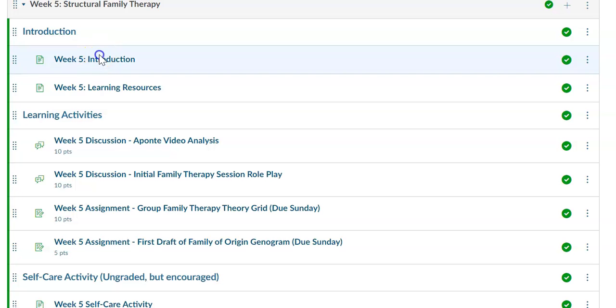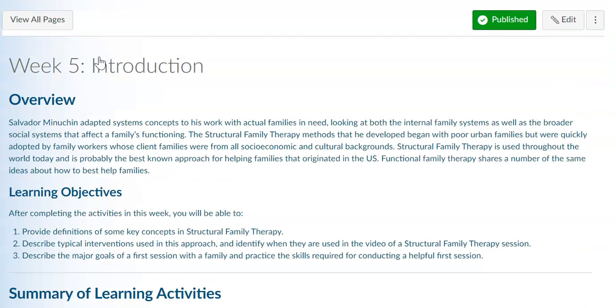So let's first go to our introduction. This week we are talking about structural family therapy. And the person who started structural family therapy is Salvador Minuchin. He adapted systems concepts to his work with families in need, looking at both the internal family system as well as the broader social systems that affect family functioning.